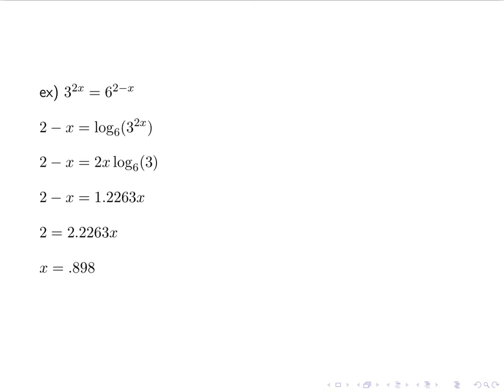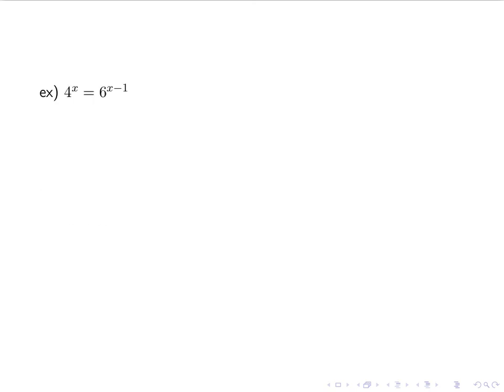Okay. And then as my last example, I have 4 to the x equals 6 to the x minus 1. Again, I can't write 4 and 6 as a power of the same base, so I'm going to use my choice number 2, and I'm going to take the log of both sides. So again, in this case, I'm going to take the ln of both sides, and then I'm going to use rules of exponents, bring down my exponents as coefficients. Again, x minus 1 needs to go in parentheses.